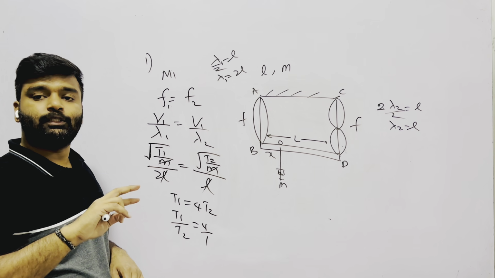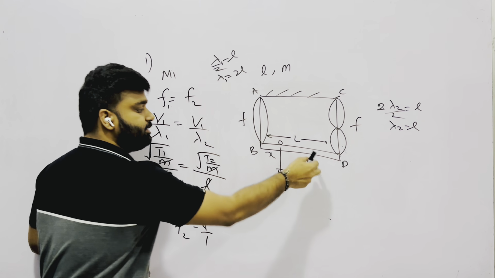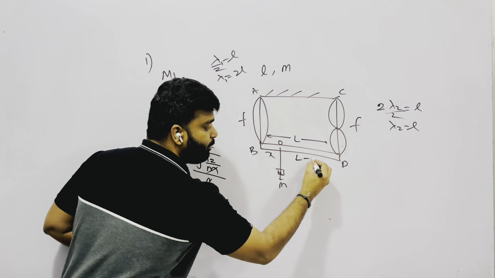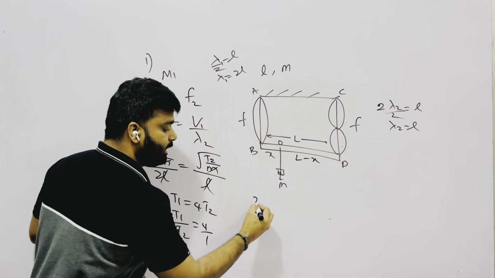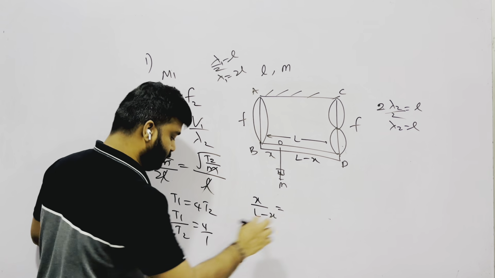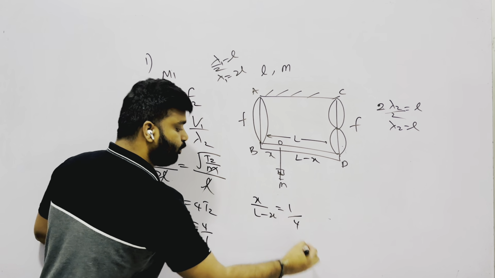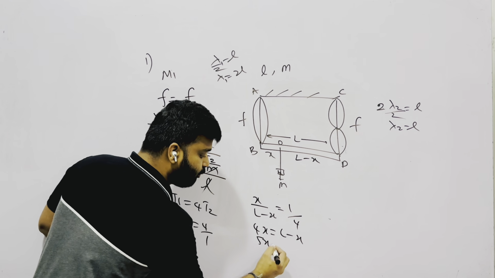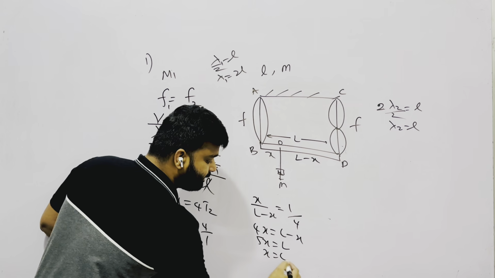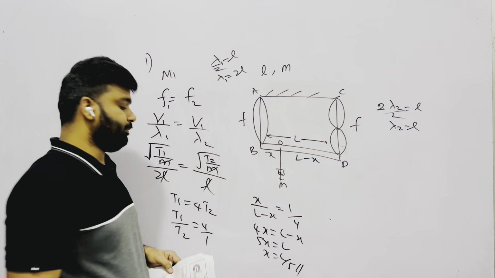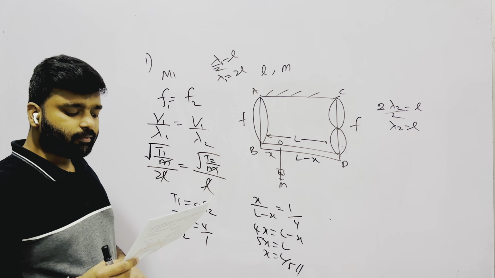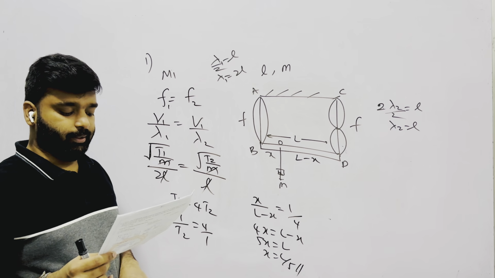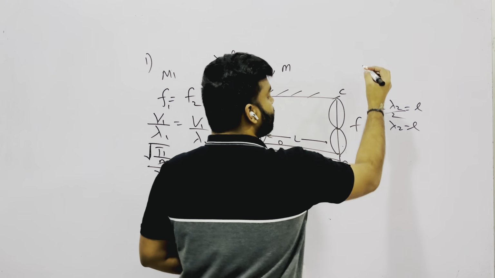The tension ratio is inversely proportional to the distance. If the distance is X, the remaining distance is L minus X. Therefore, X over L minus X should be equal to 1:4. If you cross multiply, 4X is equal to L minus X, 5X is equal to L, X is equal to L by 5. This is the proper method. We can do it in short also. Right. How to do?